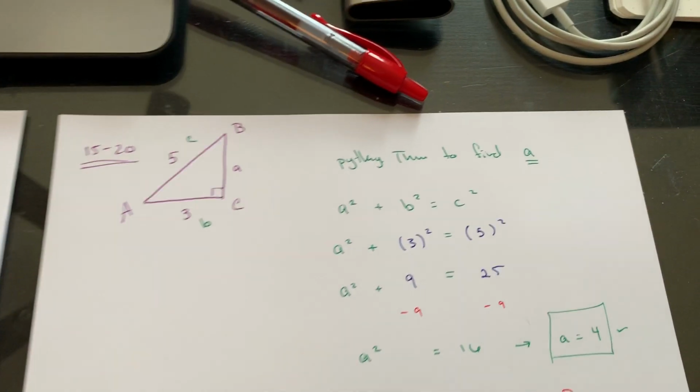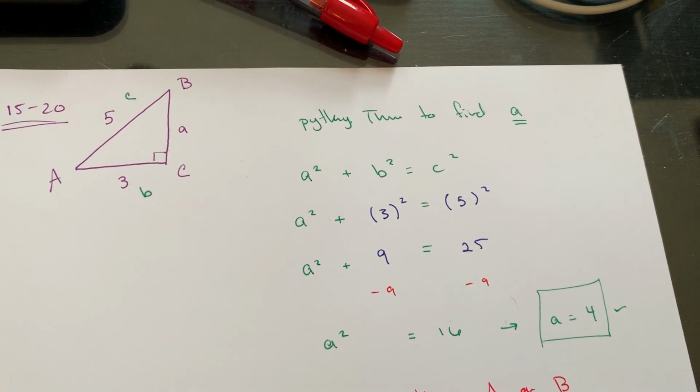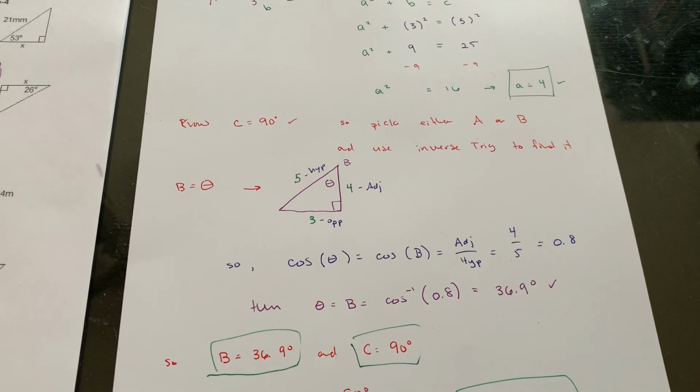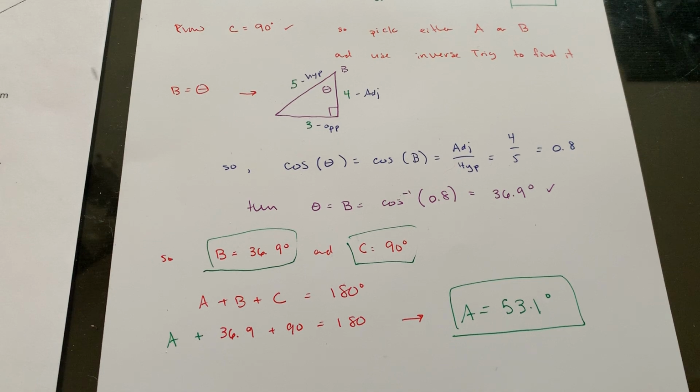We knew from the beginning the side lengths B and C, so the only side we were missing was side A, which is there. So we got all 3 sides, all 3 angles, and that's the idea. This triangle has been solved.